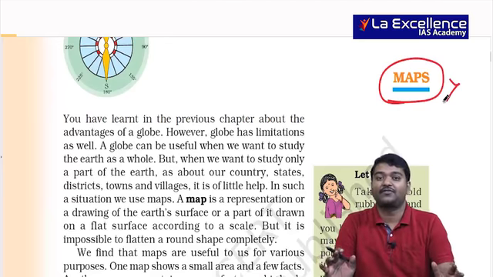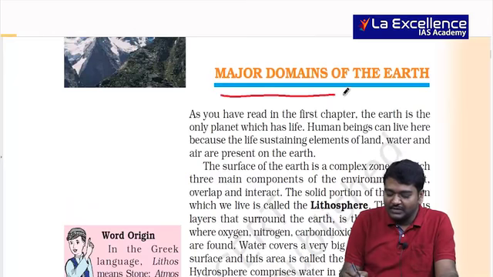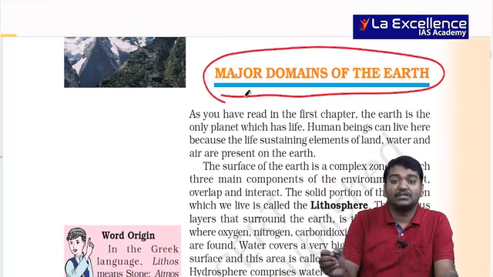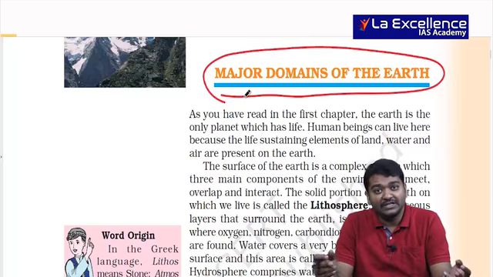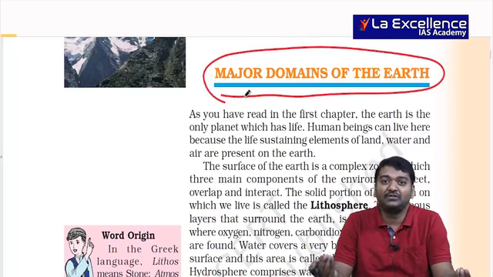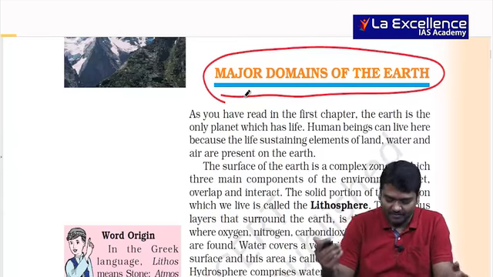Let us take the 5th chapter now, the major domains of the earth. That is, we need to talk about lithosphere, hydrosphere, biosphere. We have already seen how it is formed. Here we just need to look at some of the definitions and some additional facts which are given here.